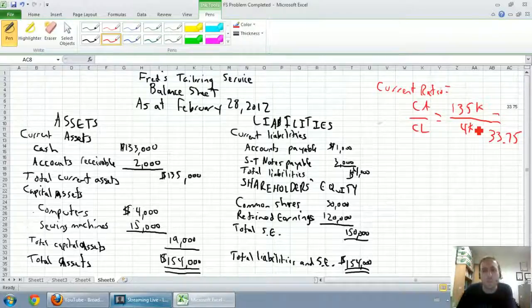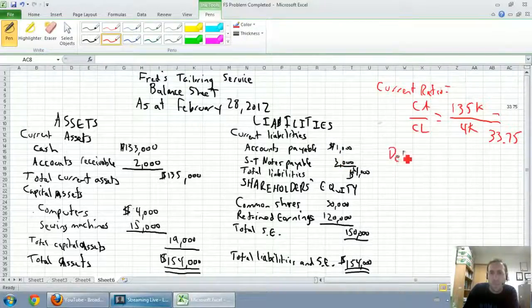This company is 33.75 times, and you can see they have way more than enough cash to pay off all their bills. They're in a very comfortable, very safe financial position. Some investors would argue that it's way too high. This company's playing it way too safe, but that's fine. We've calculated our current ratio, current assets divided by current liabilities.